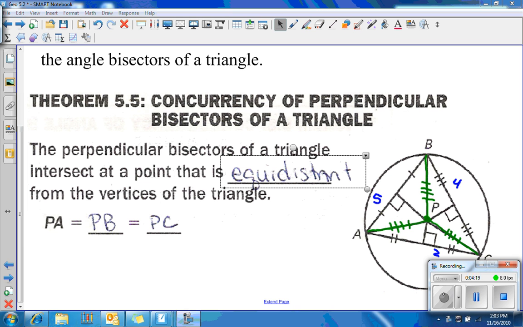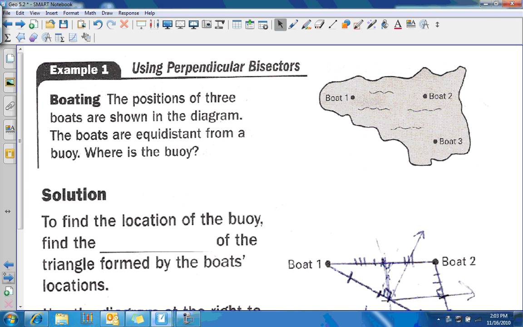All right, so the next slide. We've got actually 3 boats. The positions of 3 boats are shown in the diagram. The boats are equal distance from the buoy. Where is the buoy? If you draw your picture out and you make it a triangle, remember the point where they all intersect is called your circumcenter. So we're looking for the center.